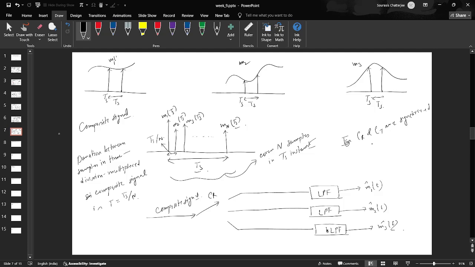Here CT needs to be synchronized for error free operation.